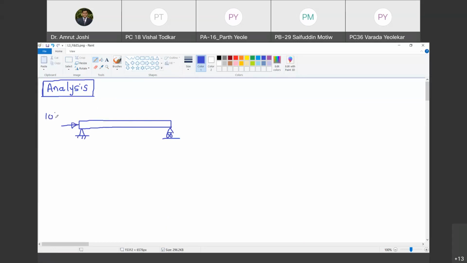let us say, 10 kilonewton force here, then 20 kilonewton force here along the axis of the member, and let us say it is subjected to 10 kilonewton force here. Also, it is subjected to, let us say, a uniformly distributed load, and that is 20 kilonewton per meter.